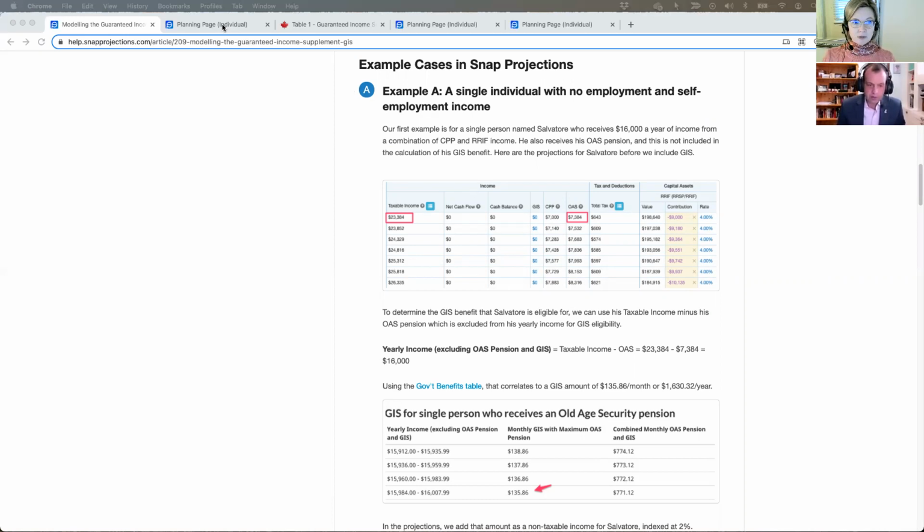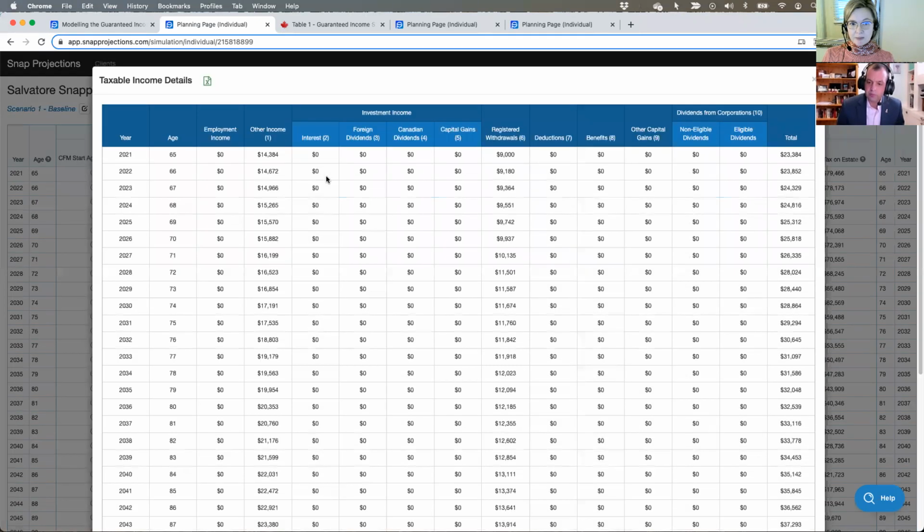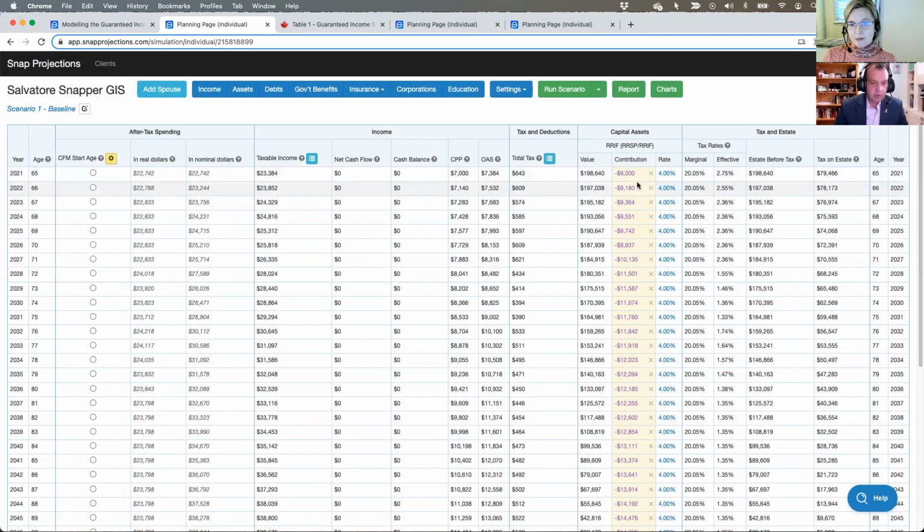So I'll jump on over into what we call the planning page here, where we've got this projection uploaded. So it's year 2021, and here's CPP income, OAS, and then RIF. We can take a look at the taxable income details here, which is just going to add together for us those government benefits that Salvatore is already receiving. The easiest thing here to look at is that we can just add up in the first year 9,000 plus 7,000 CPP. That's the income that we're going to include when we look up the benefit for GIS that this person would be eligible for.